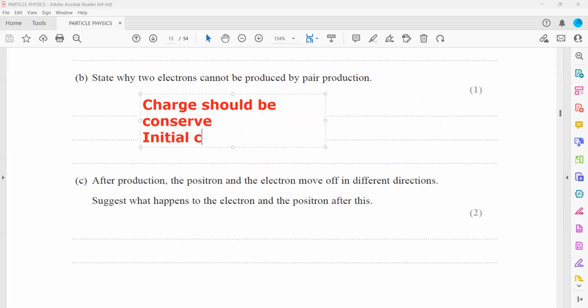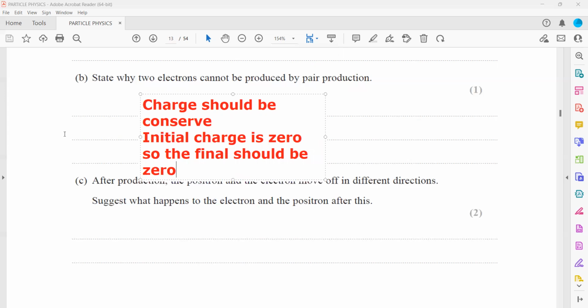Before interaction, the initial charge is 0. So the final should be 0 as well. After production, the positron and the electron move off in different directions. What is the reason for that? Why not in the same direction? So there must be a conservation of momentum as well.